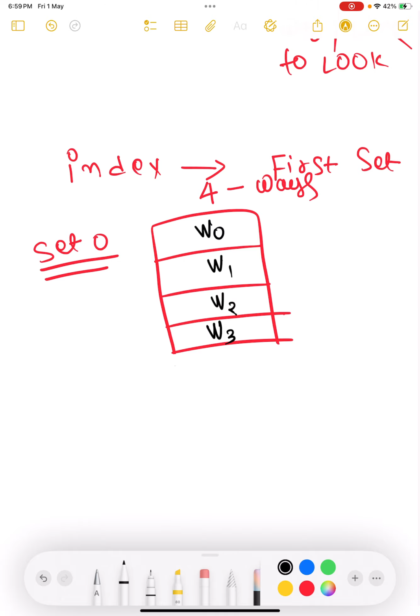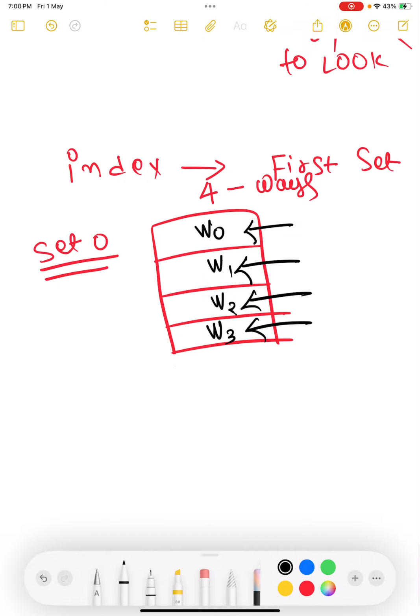But to bring new data from the memory, you will have to remove some existing way. Either you have to remove way 0, way 1, way 2, or way 3. So which way will be the victim to get removed? You'll have to follow some guideline for that. You can't do any randomness.